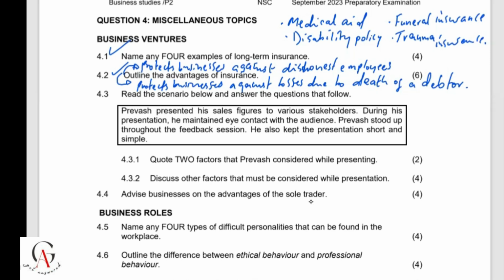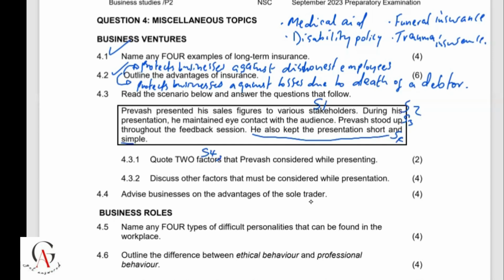So now we have what? Let's check the sentences. We have sentence 1, we have sentence 2, we have sentence 3, and we also have sentence 4. Okay, right. So now he also kept the presentation short and simple. Sentence 4, you write it exactly the way it is.